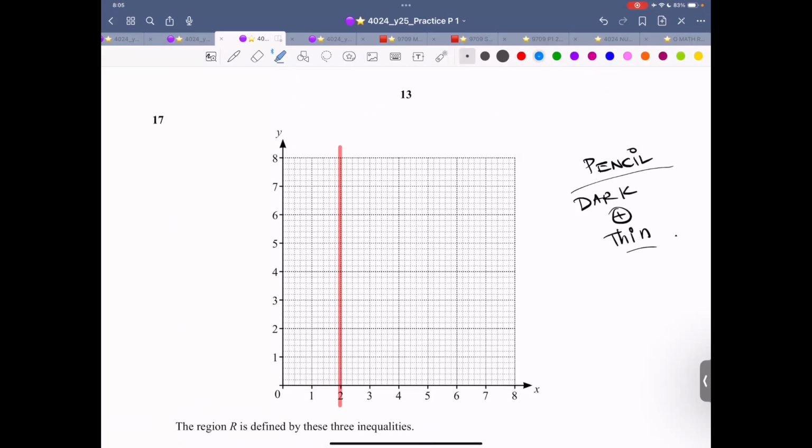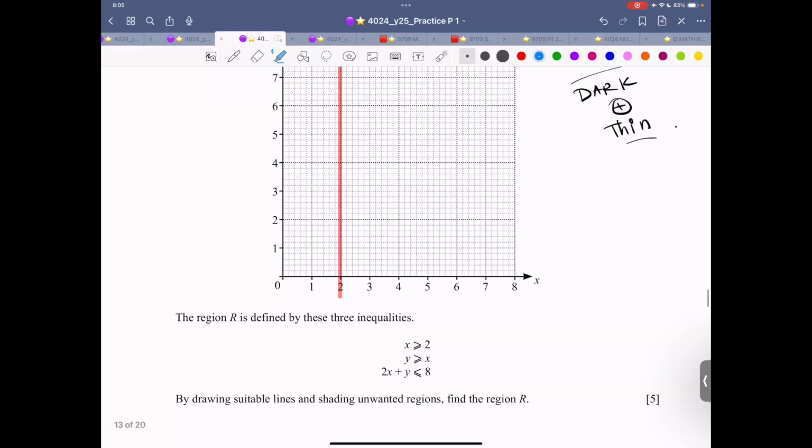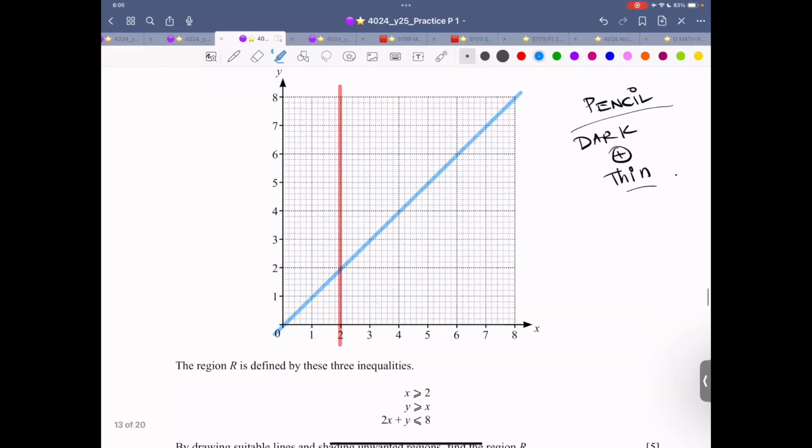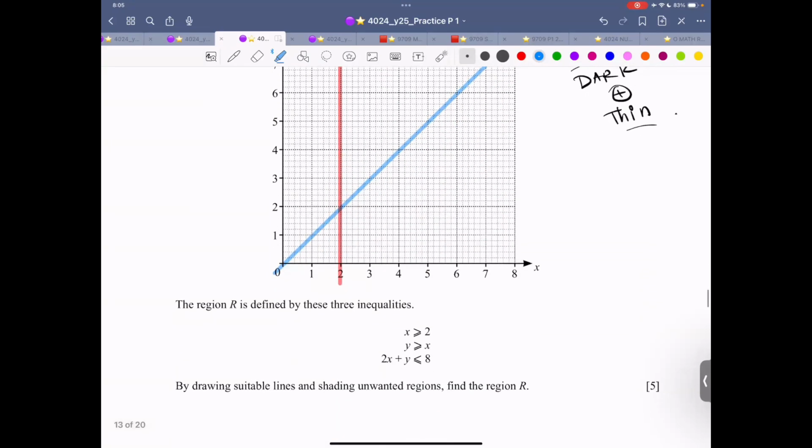Next, y equals x. A blue line: y equals x. When x is 0, y is 0, when x is 1, y is 1, when x is 2, y is 2, and so on like this. Just make it pass through these points. So that is the blue line, and this one is the red line.